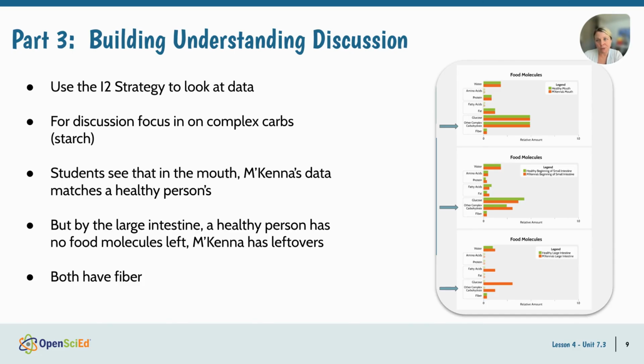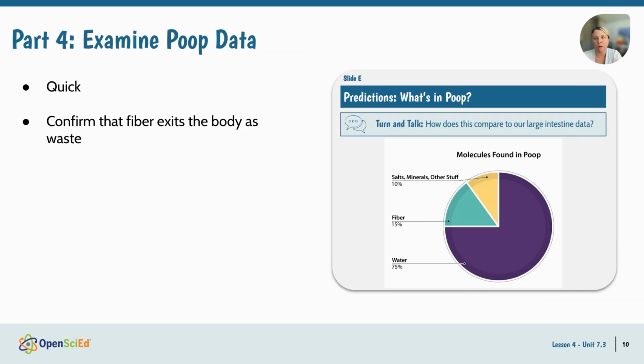For this discussion, you're being asked initially to focus in on the complex carbohydrates, meaning starch. And the students are able to see that in the mouth, McKenna's data pretty much matches a healthy person. But by the large intestine, a healthy person has no food molecules left, but McKenna has leftovers. However, we do figure out that the fiber seems to not change throughout all 3 of these graphs. This leads us to part 4, where we're actually examining the poop data.